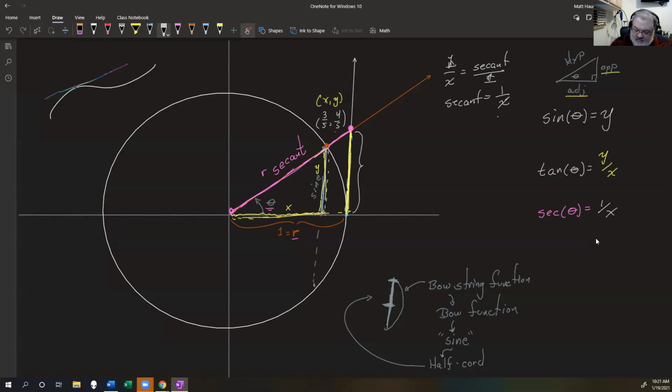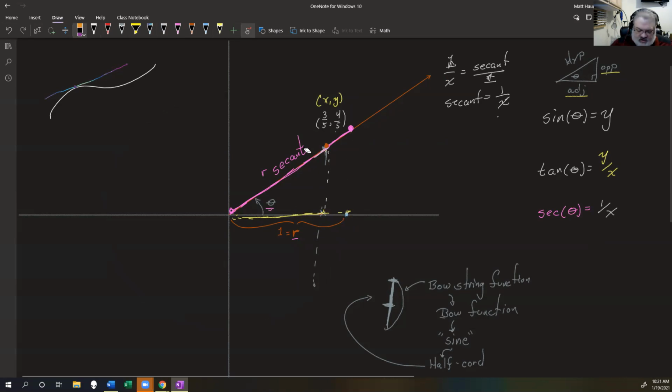So again, given that point, 3/5 and 4/5, if all we know is that point, that intersection point there, let me get all the rest of this stuff out of the way. If all we know is that intersection point, lost my circle.